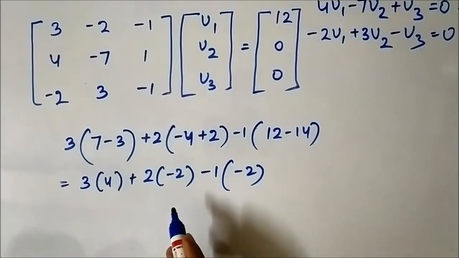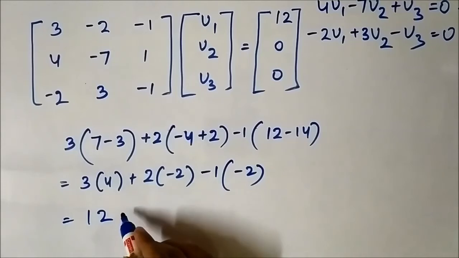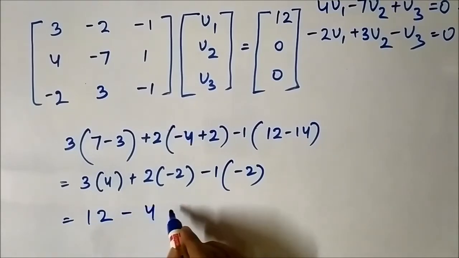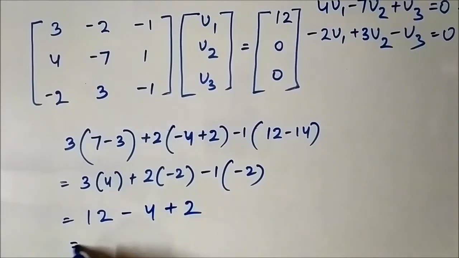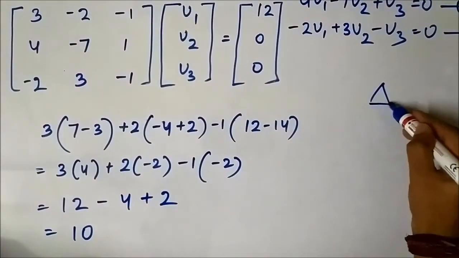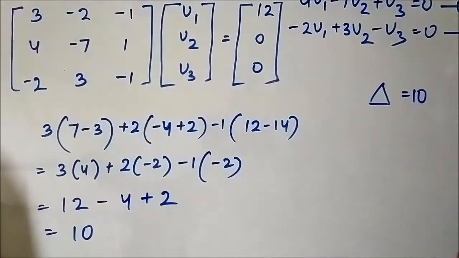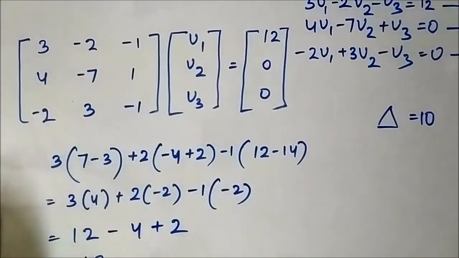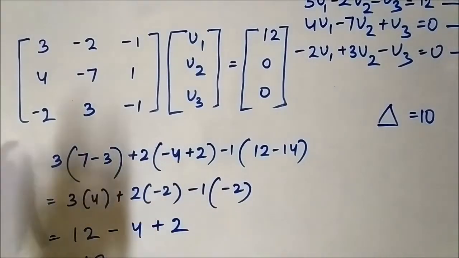So this is equal to 12 minus 4 plus 2, which is equal to 10. So this determinant value is 10. Let us write it as this is equal to 10, del symbol, the determinant of this coefficient matrix. Let us write it on the side.